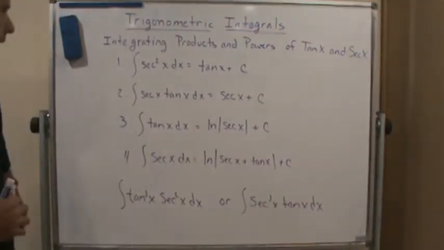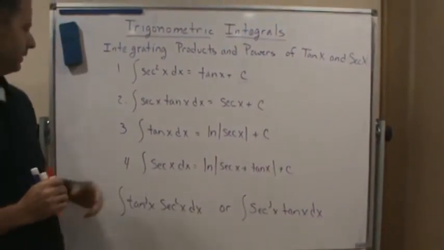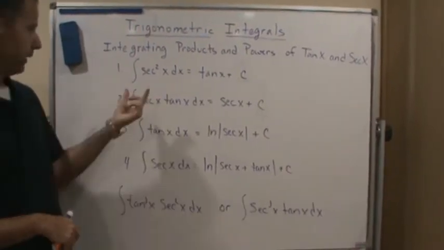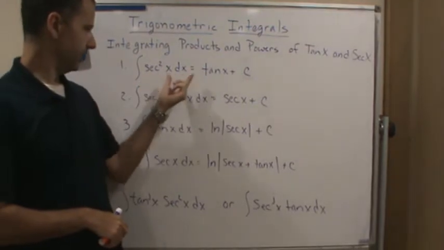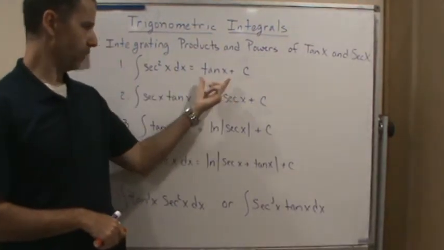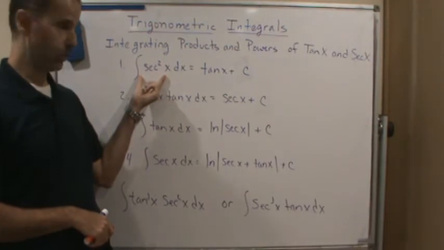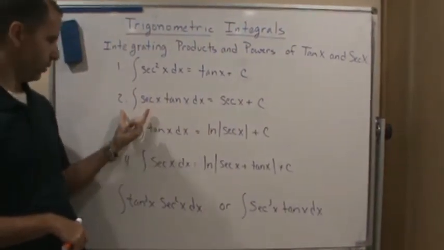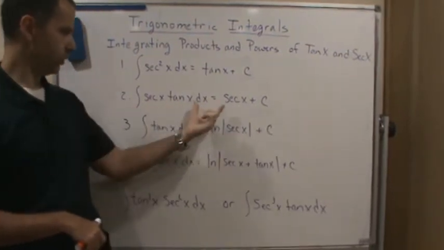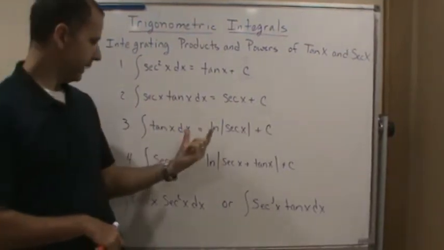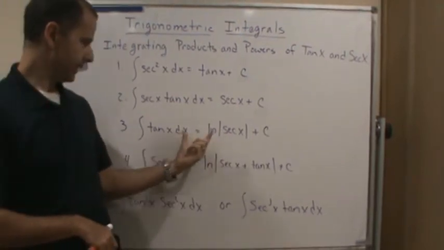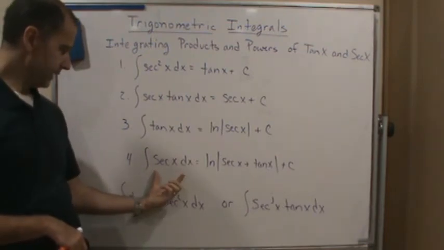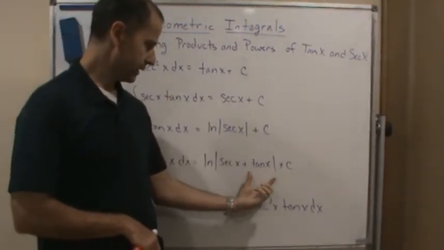One of the things is these four facts or integrals. The integral of secant squared x is tangent x plus c. Remember, the derivative of tangent is secant squared. The derivative of secant x is secant x tangent x. So again, notice that the integral goes the other way. The integral of tangent x is the natural log of secant x plus c. And the integral of secant x is the natural log of secant x plus tangent x plus c.